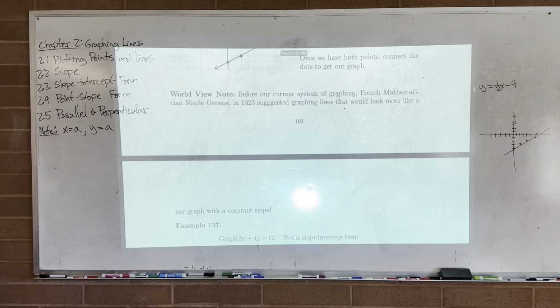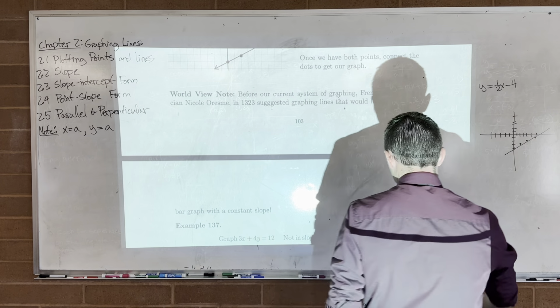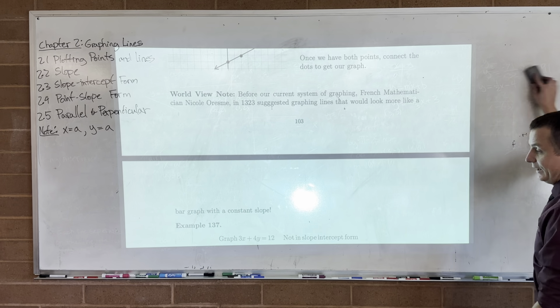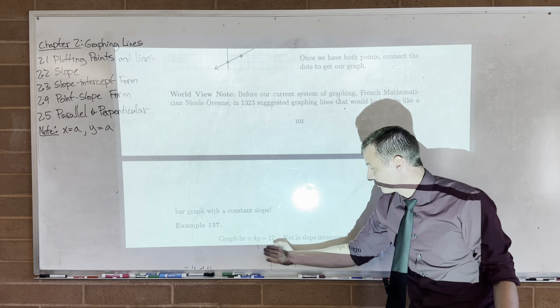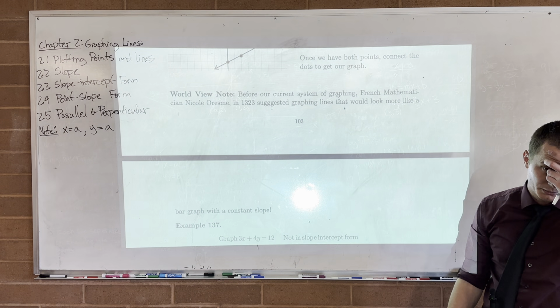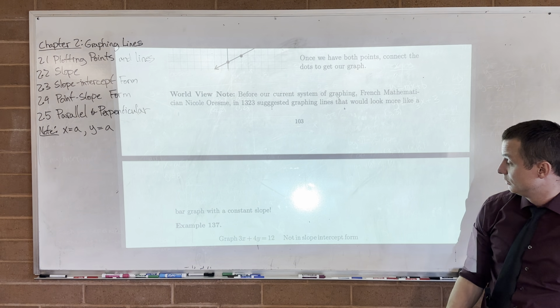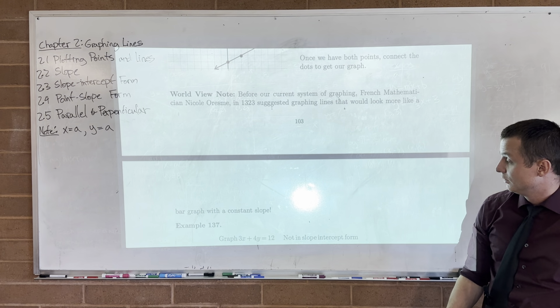All right, let's do this one. How would we graph a line like this? It gave us 3x plus 4y equals 12. Isn't that obnoxious? Let's just solve for y. Pretty easy. So if we're going to get y by itself, first thing we need to do is subtract 3x from both sides.